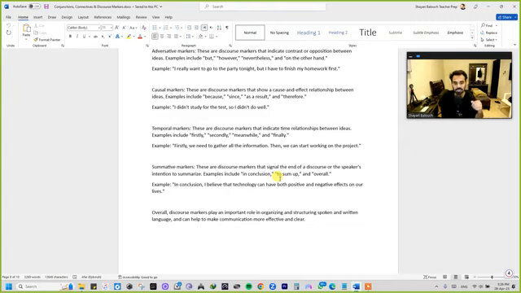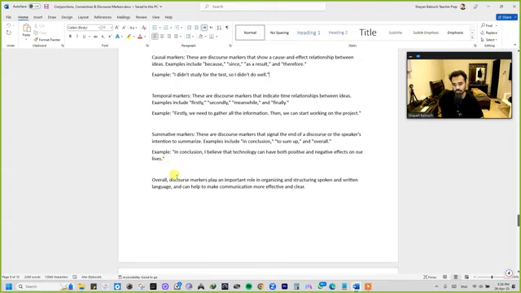All right. Now, I'm going to be using an example. For example, in conclusion, I believe that technology can have both positive and negative effects on our lives. Very simple one. So overall, discourse markers play an important role in organizing and structuring spoken and written language. As I told you in the very beginning, it helps us to structure and create flow, create sequence.